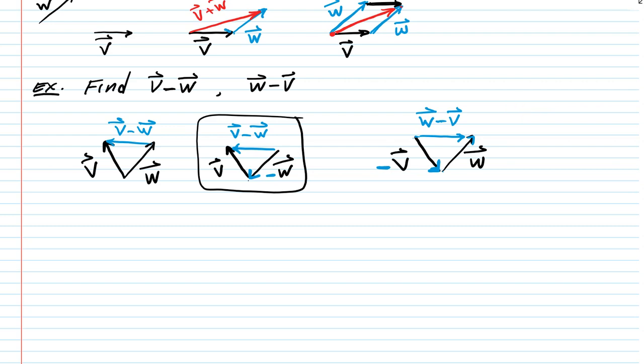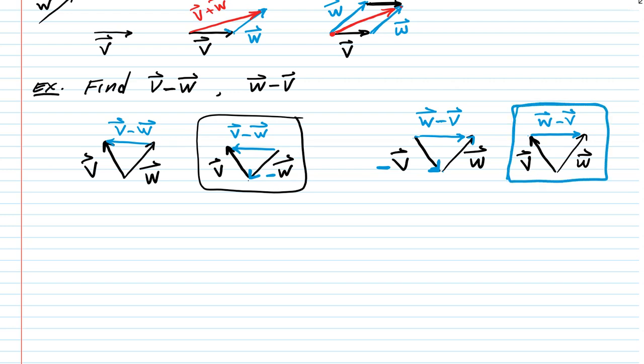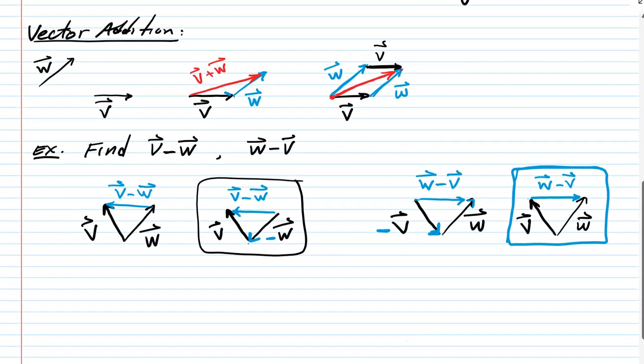Okay, so here's W minus V. In terms of the original configuration I had, remember, let's say this was W and this was V. To do vector W minus V, you go from V to W, from the tip of V to the tip of W, and that's W minus V. And there you have it. Simple, but again, you have to be careful and pay attention a little bit to the detail here. So that's how you add or subtract vectors.